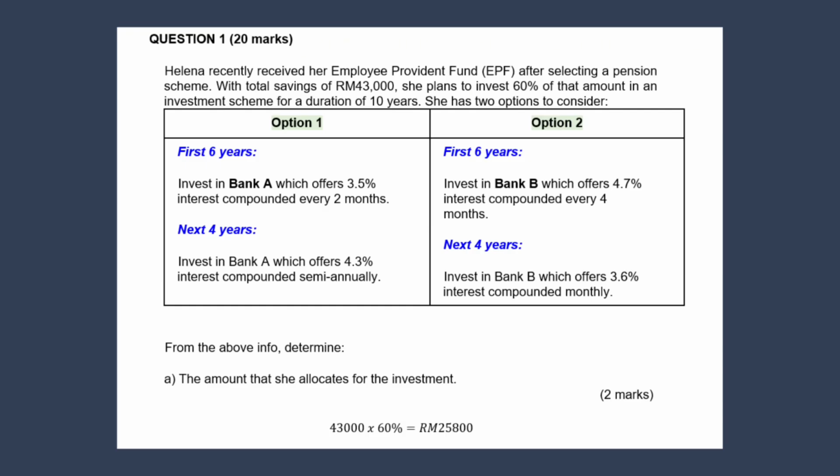Let's start with question 1A. From the above information, determine the amount that she allocates for the investment. 43,000 multiplied by 60% equals 25,800.